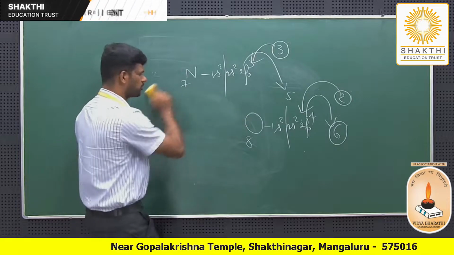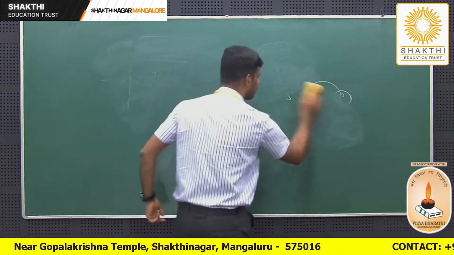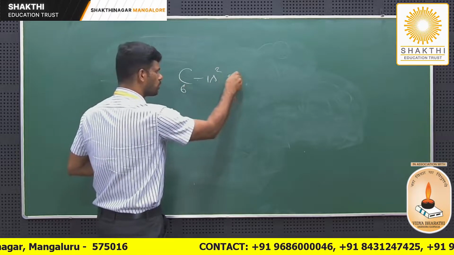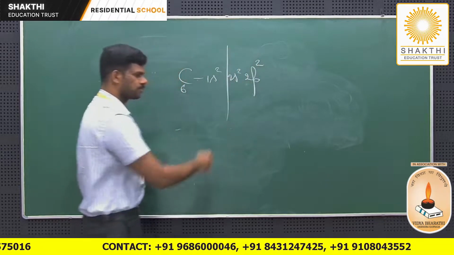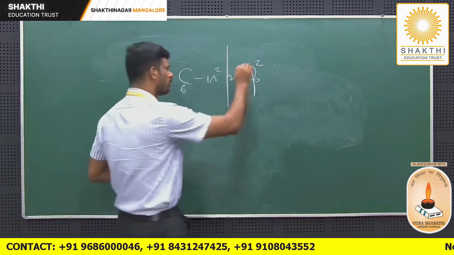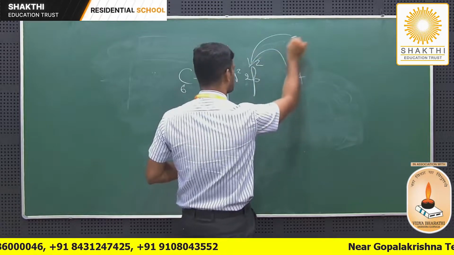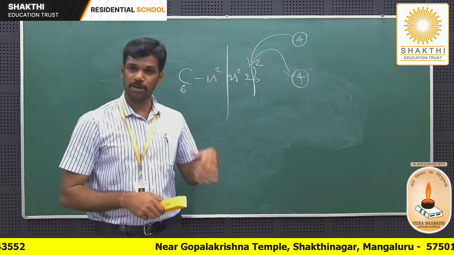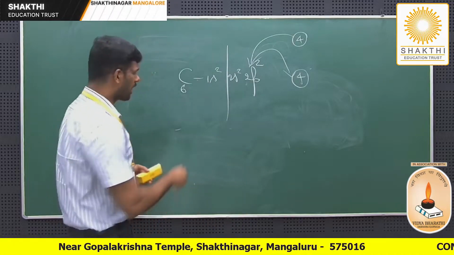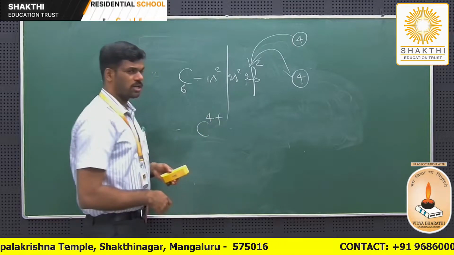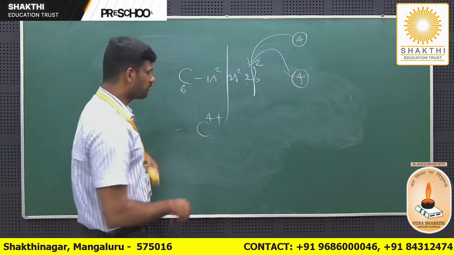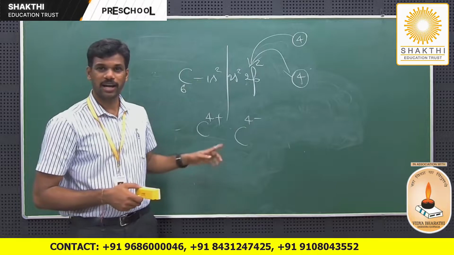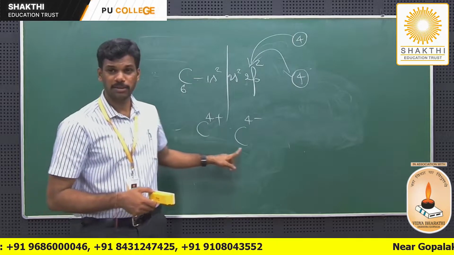Now, my sincere question and the connecting question to the chapter called carbon and its compounds. Carbon has electronic configuration 1s2, 2s2, 2p2. Carbon has to donate 4 electrons or carbon has to accept 4 electrons. What does carbon do? If carbon donates 4 electrons, carbon should have the charge of plus 4. If carbon accepts 4 electrons, carbon should have a charge of minus 4. Whether carbon is ready to be plus 4 or carbon is ready to be minus 4.